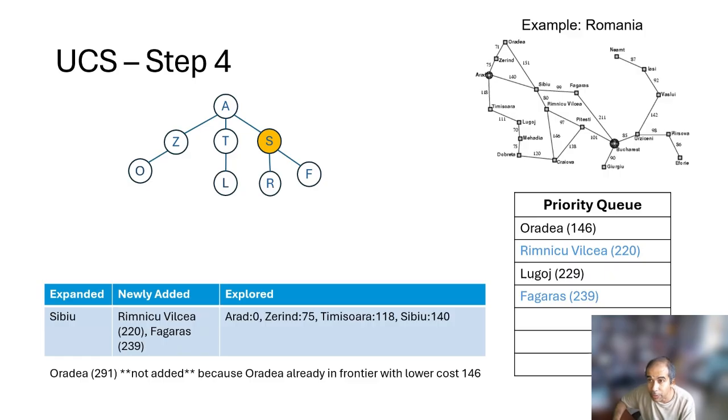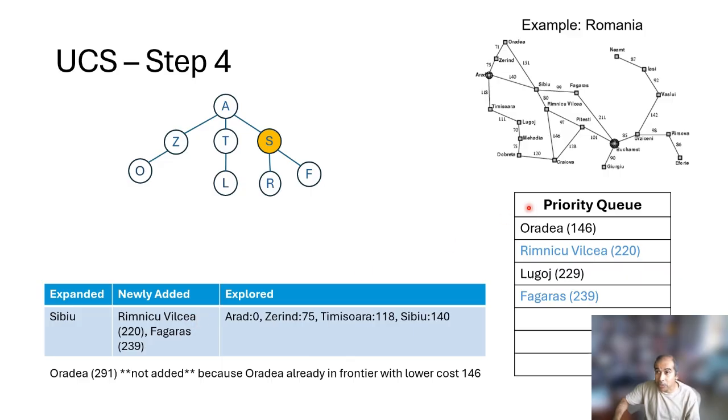When we expand Sibiu, you will see that we could have gone to Arad or to Oradea, but we already have a cheaper path to Oradea through Zerind. 75 plus 71 was 146. If we take this path from Arad to Sibiu at 140 and then to Oradea, 140 plus 151, it will be 291, which is more expensive than the path we already have to Oradea. So we'll not add it. We already have Oradea in the frontier with lower cost.